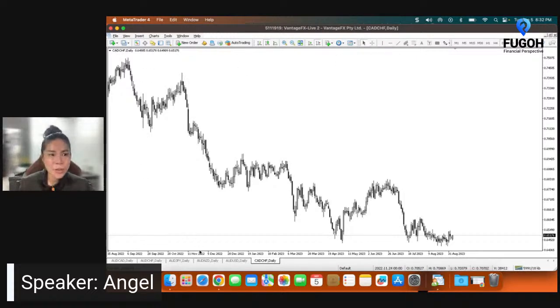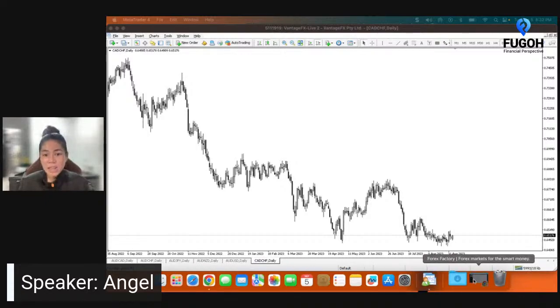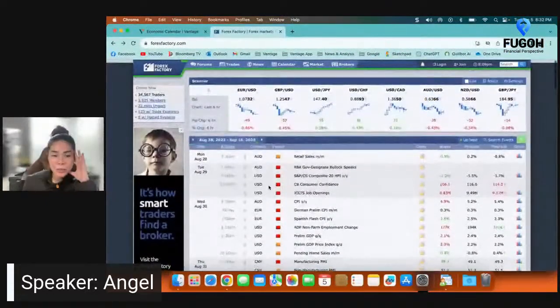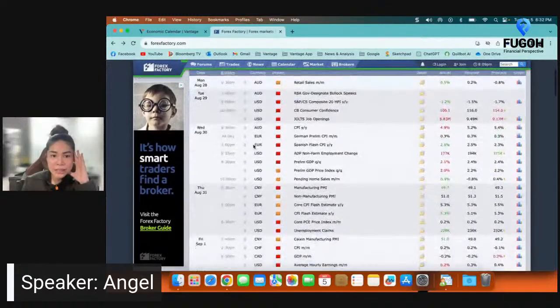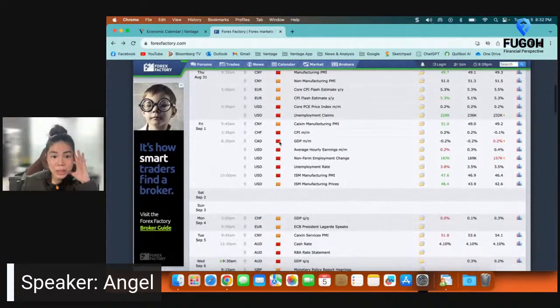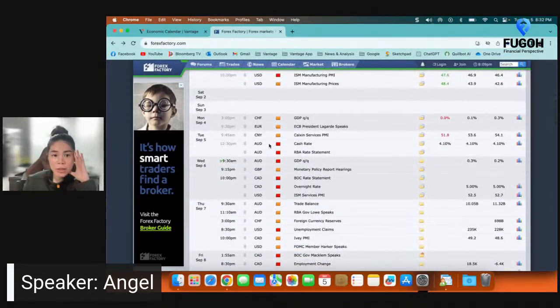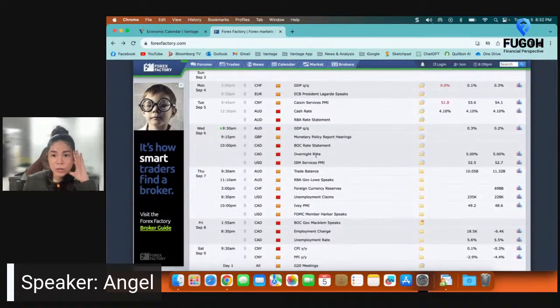Now we have CAD, CHF. Anything for CAD and Swiss franc? And we know there's not much for Swiss franc. How about CAD? Is there anything for CAD last week? GDP is negative 0.2, same as forecast, but that's pale in comparison to the 0.2% GDP last month. Overnight rate is the same, just September 6th. Oh, that's for tomorrow. All right. So there's going to be a CAD event tomorrow, which is their rate statement.